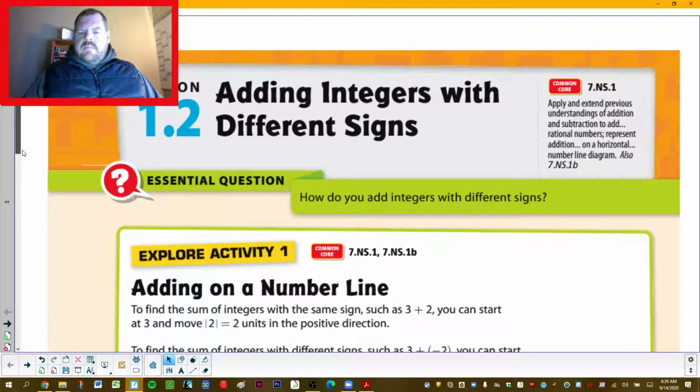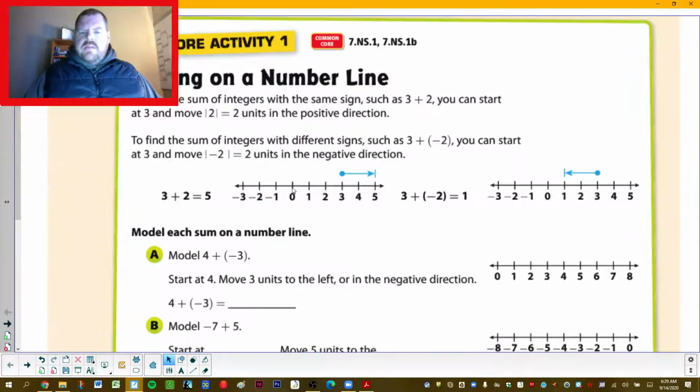For the first little bit we're going to be working with a number line. Last time we talked about a problem like 3 plus 2, those are both positive numbers, and we can think about starting at 3 and moving 2 in the positive direction, which would be 2 units to the right. That's going to end us at 5. If I instead want to try 3 plus negative 2, then I'm going to start at 3 and move 2 units in the negative direction. Moving 2 units in the negative direction is going to bring me to positive 1.